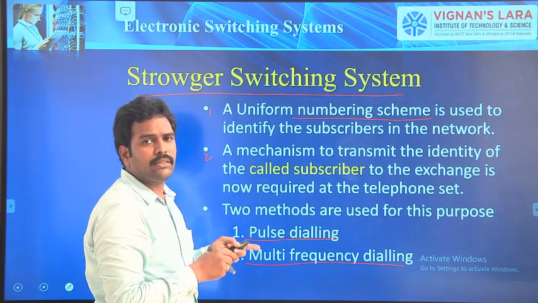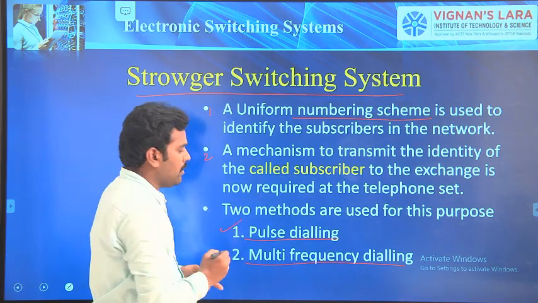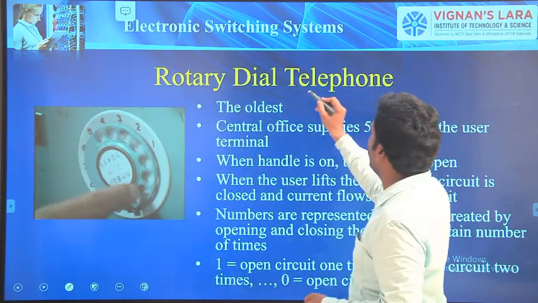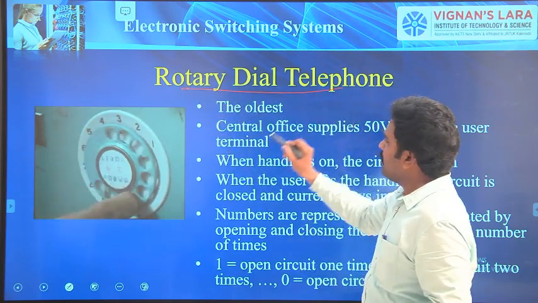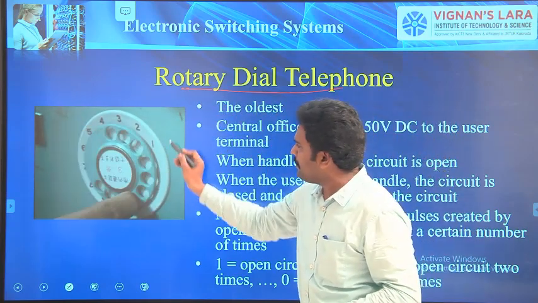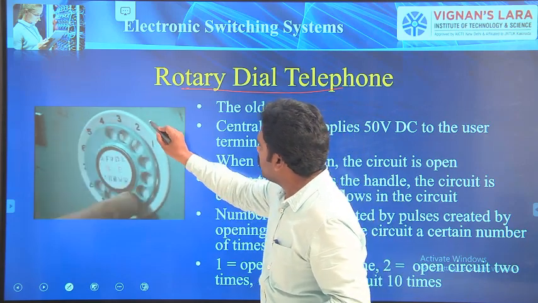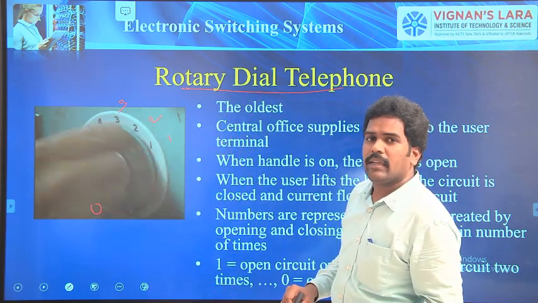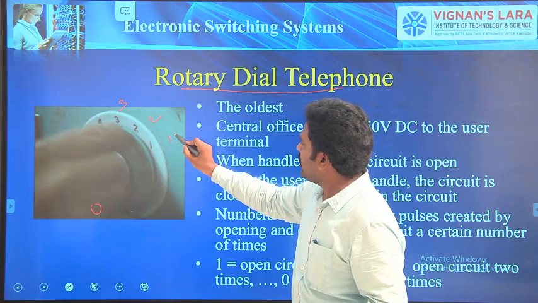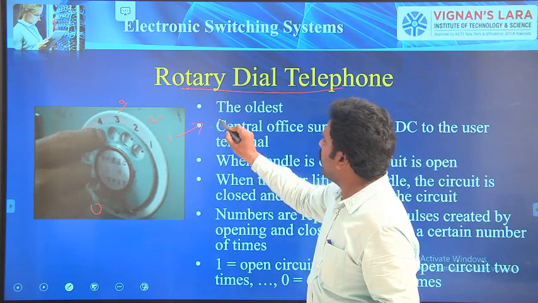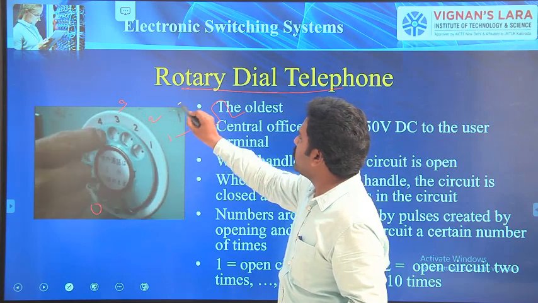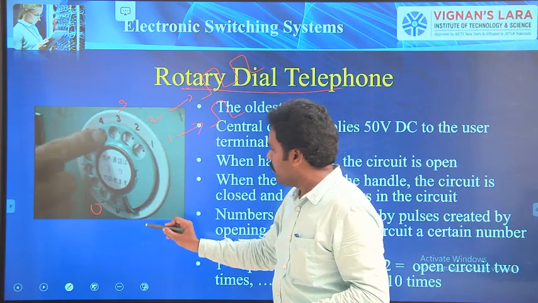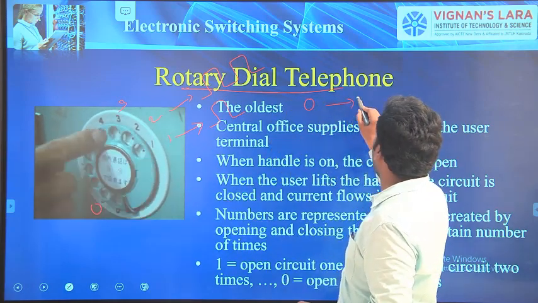Now in this class, we will see how pulse dialing works. A rotary dial telephone is an example of pulse dialing. Here you can see an example. It contains digits 1, 2, 3 up to 0. In pulse dialing, if you dial 1, it generates 1 pulse. If you dial 2, it generates 2 pulses. For 3, 3 pulses. For 0, it generates 10 pulses.